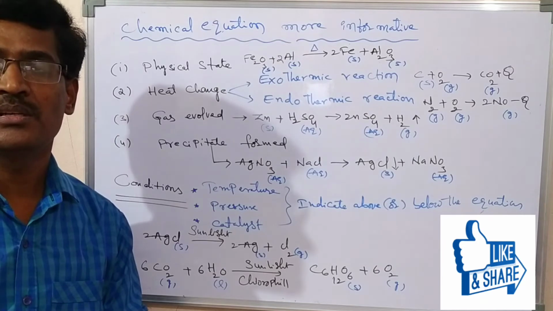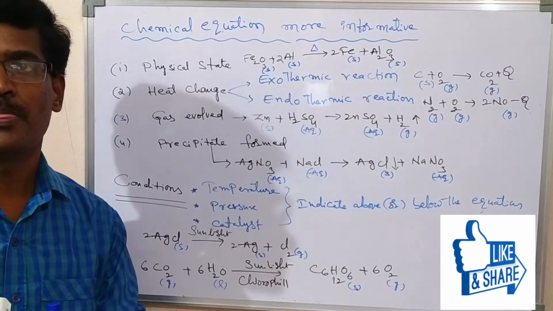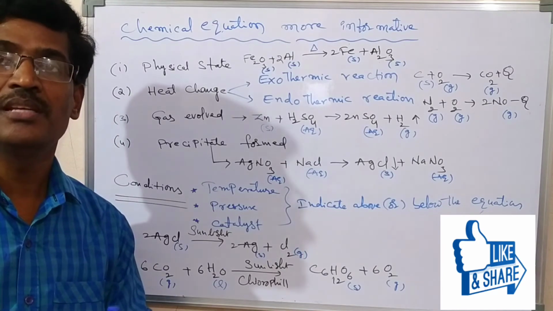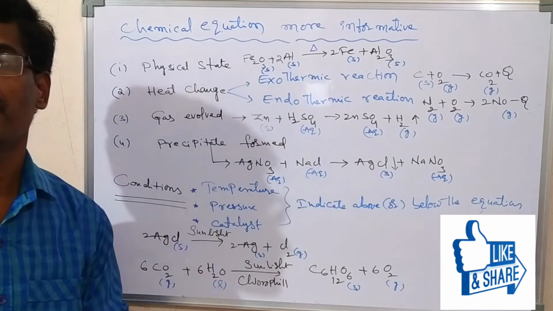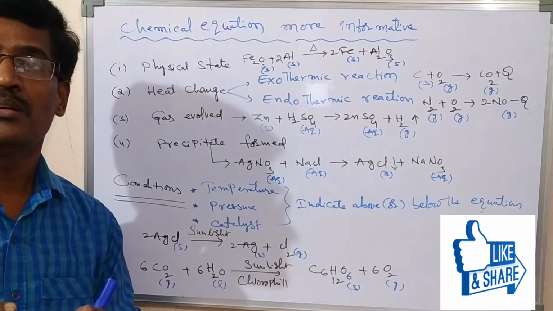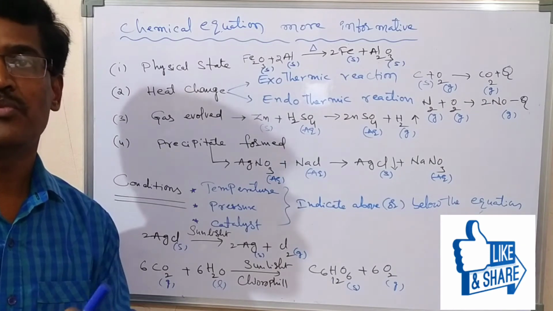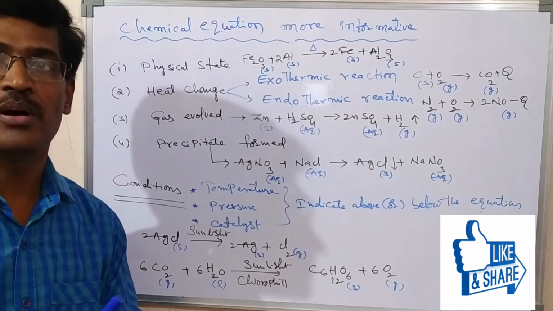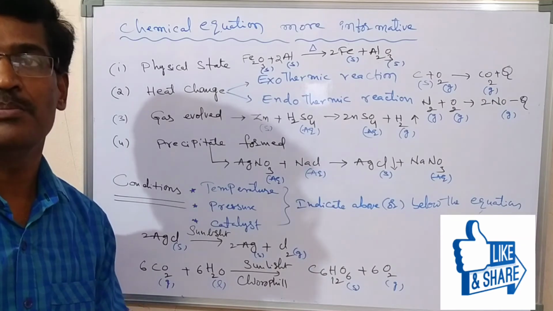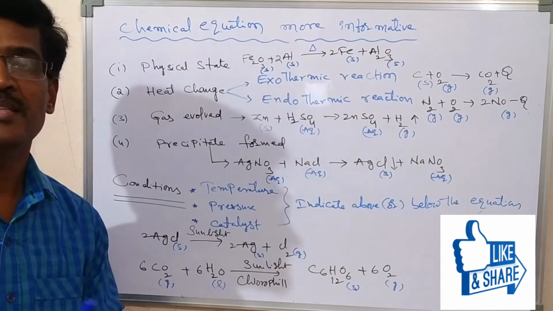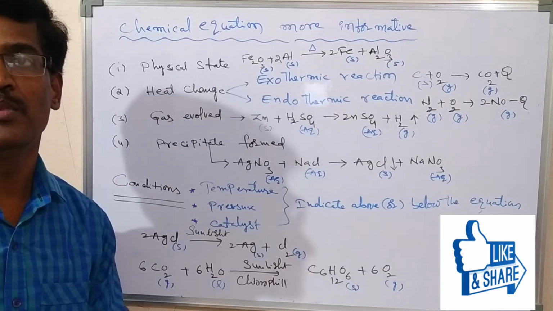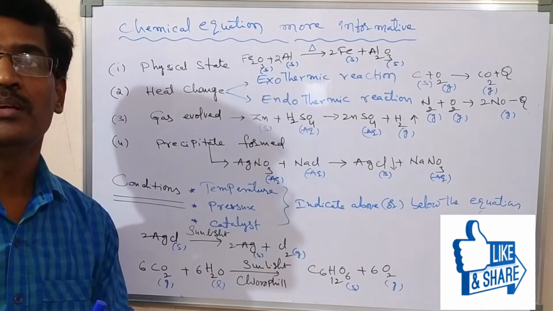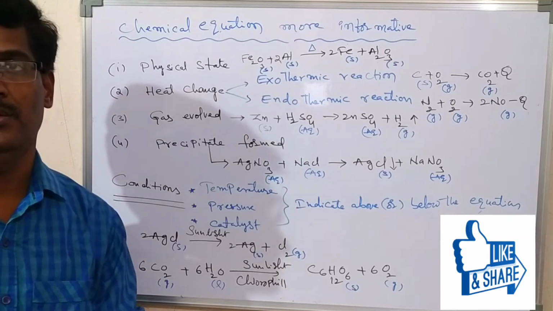In a chemical reaction, if heat is absorbed, which type of reaction is it? If heat is evolved, which type of reaction? That we have to mention. And also whether a precipitate is formed or not. If a precipitate is formed, we have to represent it with a symbol. If gas is formed, we have to represent it with the gas symbol. Then only the equation will be fulfilled.